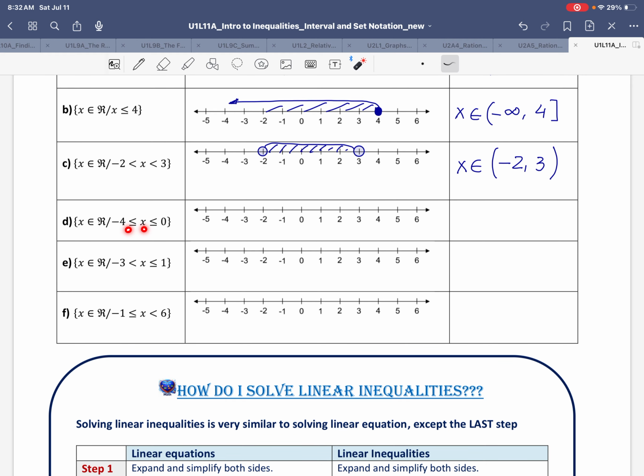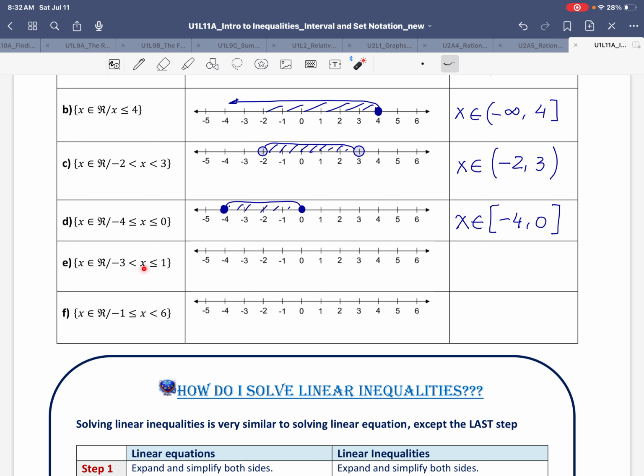Now, between negative 4 and 0, so x is any real value such that x is greater than or equal to negative 4 and less than or equal to 0, 0, not 10. So we have negative 4 included in the set, and 0 is also included in the set. So the x values are in between. So in interval notation, we're going to write negative 4, comma 0, and we'll place square brackets around both numbers because they're both part of the set.